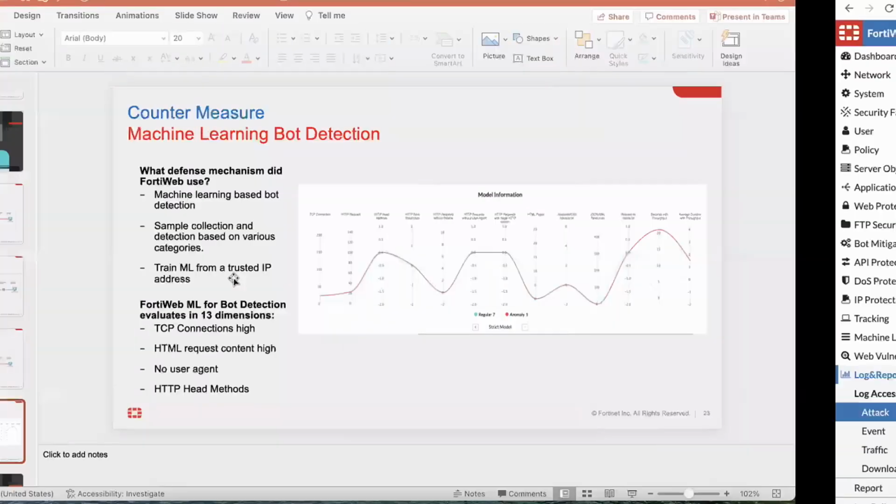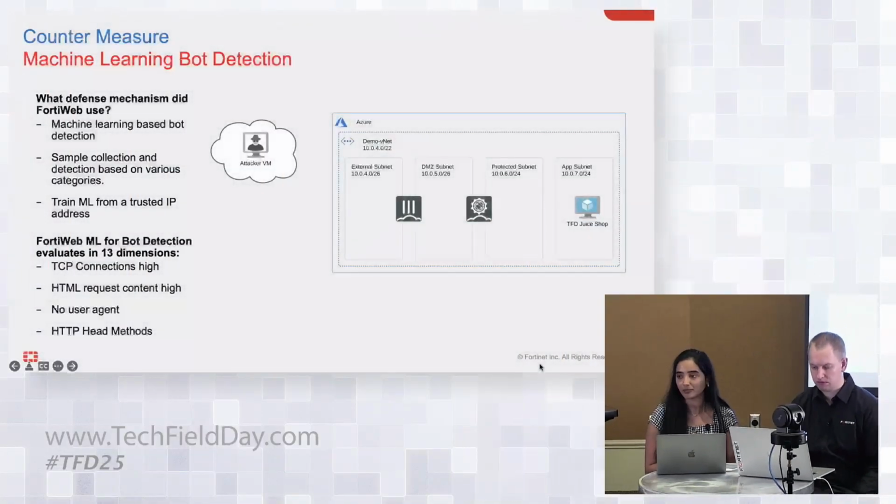Right. One final time, I'm going to summarize this again. The defense mechanism is machine learning based bot detection, completely different from the previous one. It collected samples before from the legit users, and then trained the ML model from a trusted IP address. Now when requests are coming, it's comparing that trusted model with the new user traffic, and then it's blocking. And FortiWeb is monitoring in 13 different dimensions: TCP connections, HTML requests, whether they're using a user agent or not, HTTP header methods, and so on.